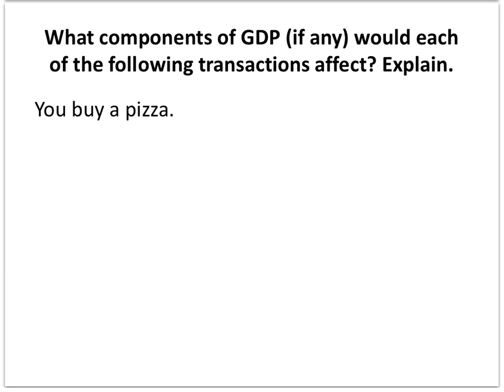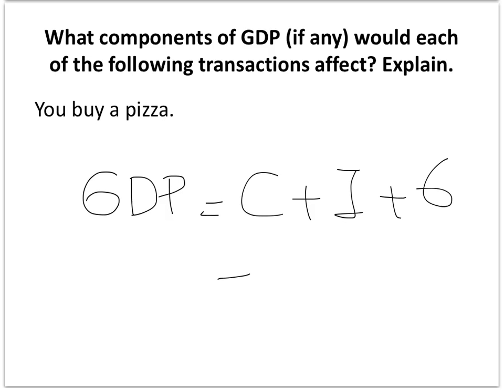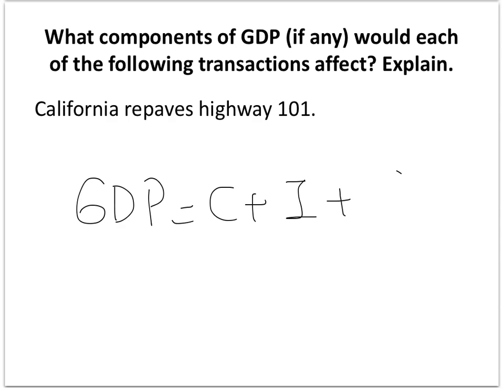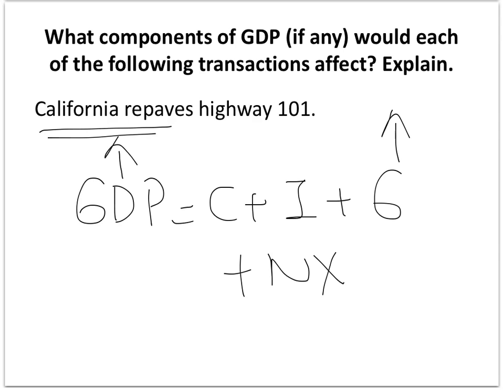Third example, you buy a pizza. As you know, GDP is composed of consumption, investment, government, and net exports. Since consumption increases by one unit of pizza, GDP increases by one unit. The fourth example, California repaves Highway 101. This example is different than the others because this is a government expenditure. So the government expenditure will increase, as well as the GDP.